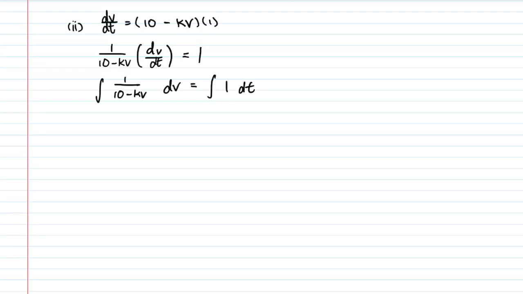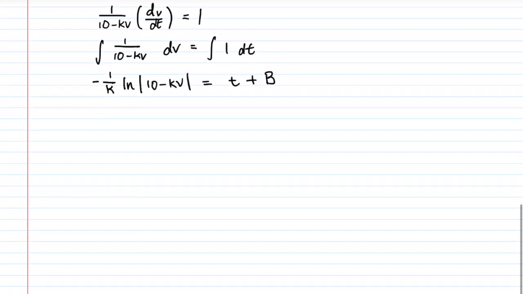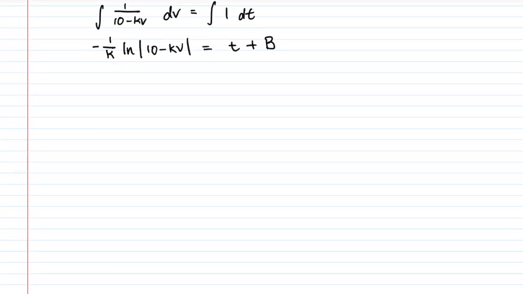On this side, it is your classic ln formula. So it'll be negative 1 over k because you differentiate the bottom. You bring it on top, then you have ln mod 10 minus kv. This will be equals to t, and always remember your constant. In this case, we use b. Alright, so now that this part is done, we can start to get rid of certain things. Okay, so let's multiply everything by k.